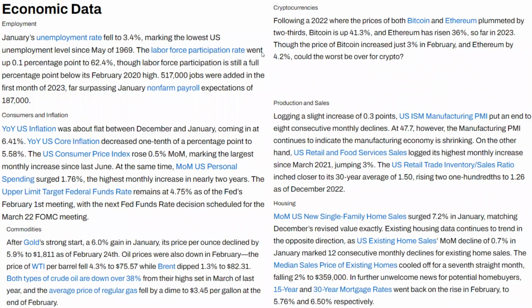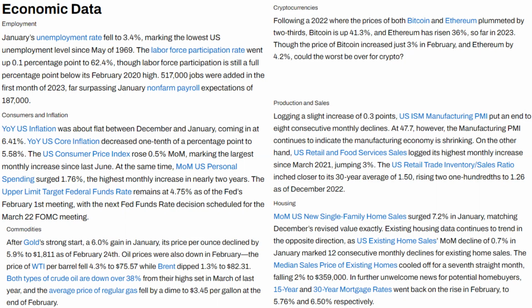Now, we're going to go over some of the economic data. We kind of touched on it earlier, but January's unemployment rate fell to 3.4%, making the lowest unemployment level since May of 1969. The labor force participation rate went up 0.1 percentage point to 62.4, though labor force participation is still a full percentage below its February 2020 high. 517,000 jobs were added in the first month of 2023, far surpassing January non-farm payroll expectations of 187,000. Now, when that report came out, it definitely sent a shock into the market.